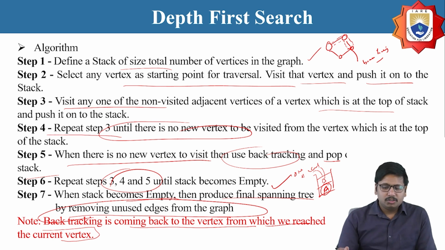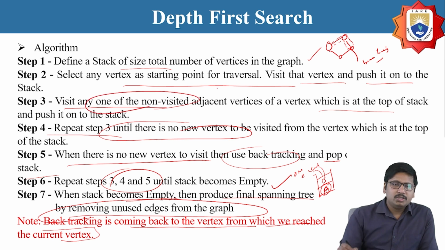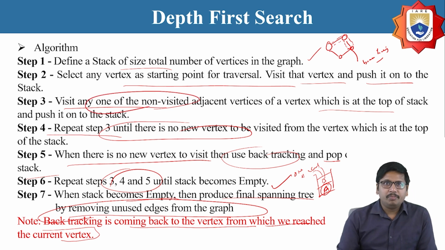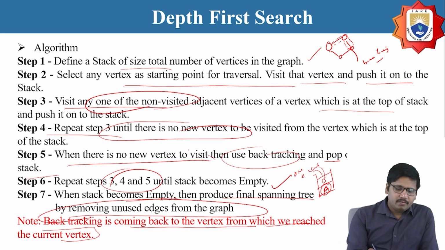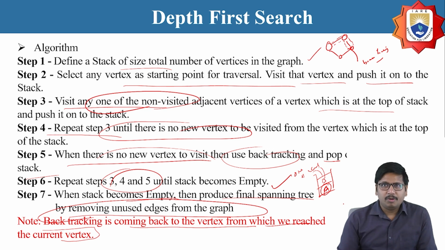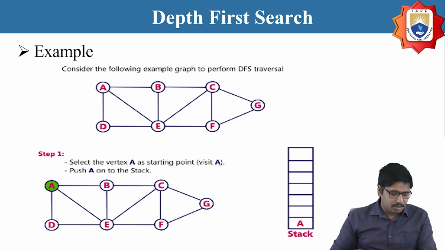The third step is that in BFS, we identify all the vertices that are adjacent to vertex V. But here, only one of the non-visited adjacent vertices is identified. We repeat step 3 until no new vertex is visited. Whenever there is no new vertex, we apply backtracking and repeat steps 3, 4, and 5 until the stack becomes empty. Then we get the spanning tree by removing unused edges from the graph. So let us consider an example here.